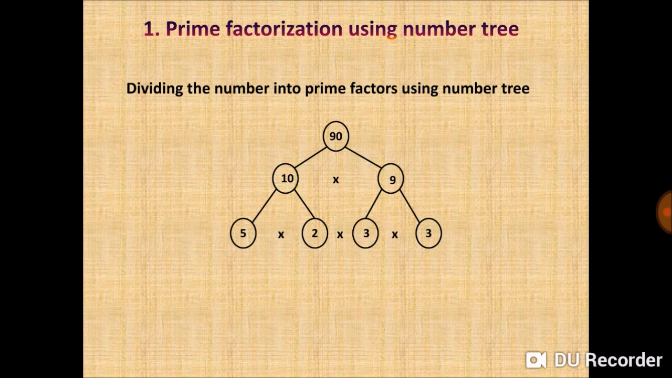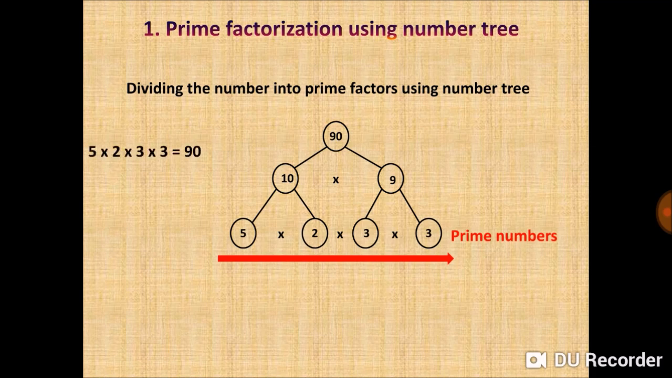See, after completion of the factor tree, at the bottom you can observe all the numbers we get are the prime numbers. You can try with other numbers also, make a factor tree, and you can see that at the bottom you get only prime numbers. And also you can see if you multiply these prime numbers as it is, you will get the number itself.